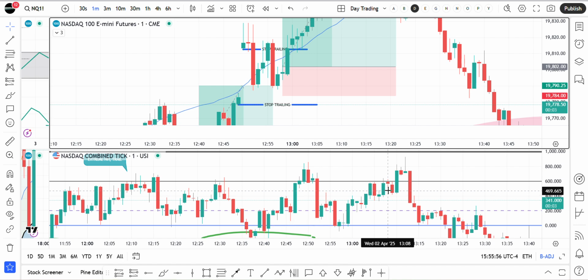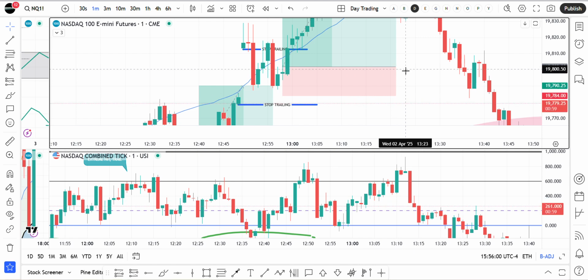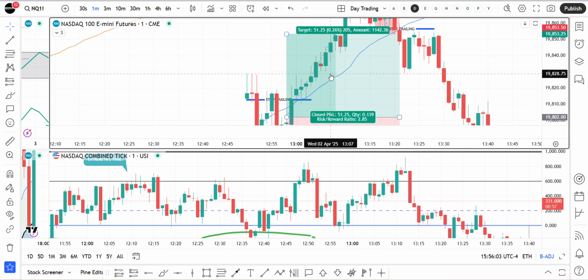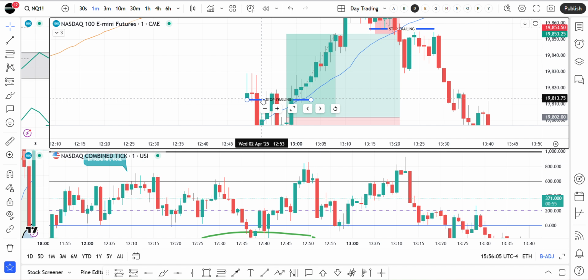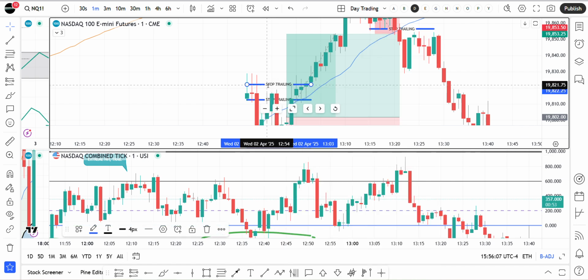No need to move your stop. No need to move your stop until 1307. 1307, I trailed my stop. Clone this one.